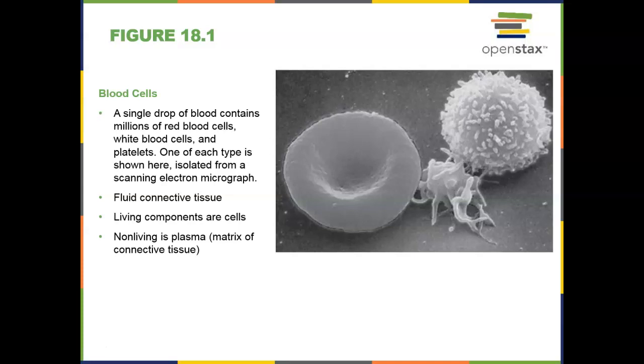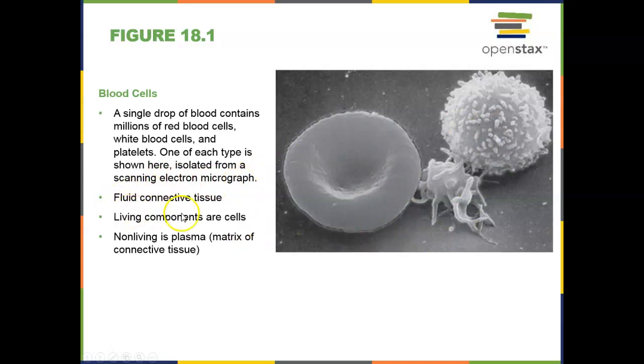And so I love this picture. This is from your textbook. This is a figure showing a single drop of blood, and within that single drop, you can see a beautiful red blood cell here. You can see a white blood cell here, and you can see platelets right there. So this is using a scanning electron micrograph. That's a very nice picture.